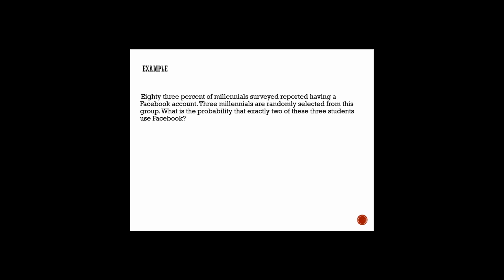Let's take a look at our narrative closely and see what it's really asking us. What we need is n. Out of how many? Well, 3 millennials were randomly selected, so n is equal to 3. We're choosing out of a group of 3. And they want to know the probability that exactly 2 of these use Facebook. So x, the x we're interested in, is 2. Now, what are we calling success? Well, our success is going to be using Facebook. Do we know the percentage of millennials that use Facebook? We happen to know that. It tells us 83% of millennials surveyed have a Facebook account. So we can say p, the probability of success, is equal to 0.83.